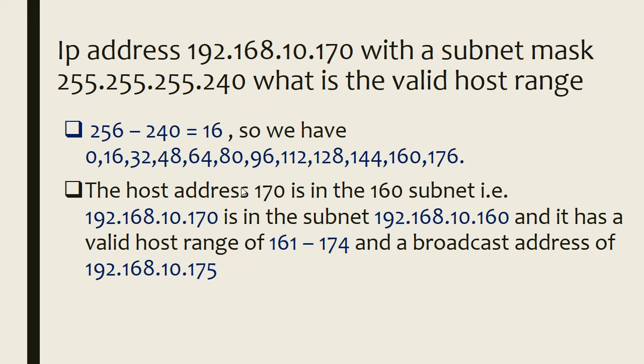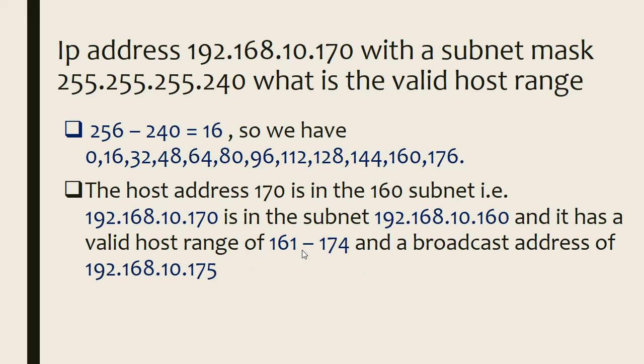So alright, now what is the valid host range? Now the host address is 170. Can you see here? This 170 is definitely in the 160 subnet. So if it's falling here, that means it has a broadcast address of 175, right? So that means the valid host range is going to start from 161 to 174, while the broadcast address is going to be 175.